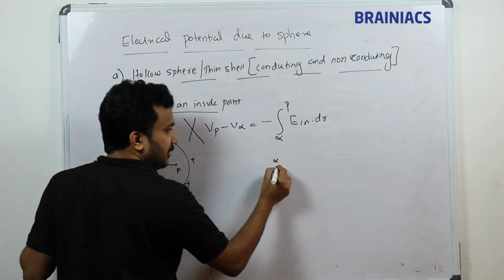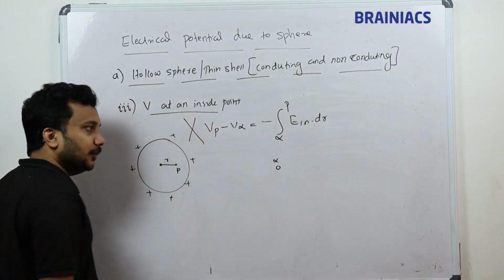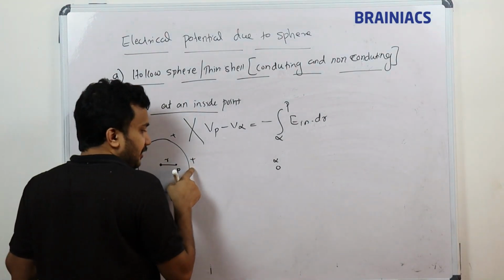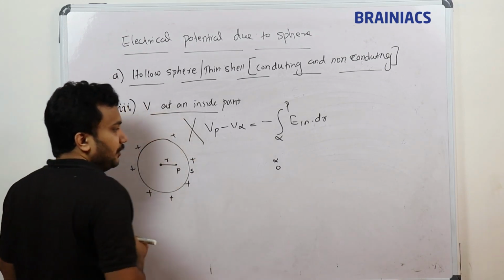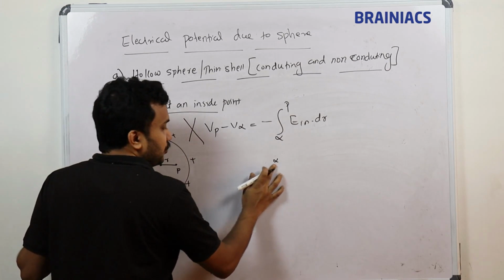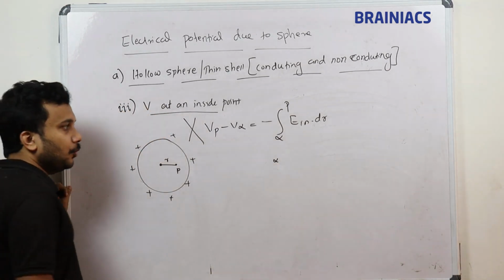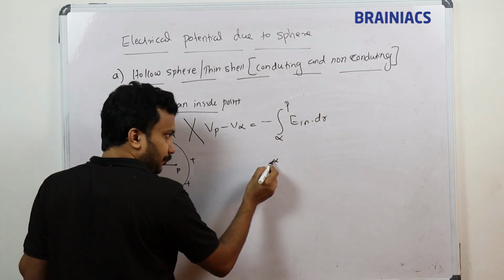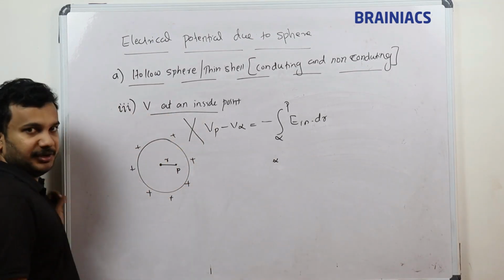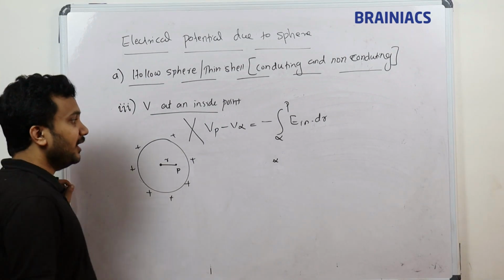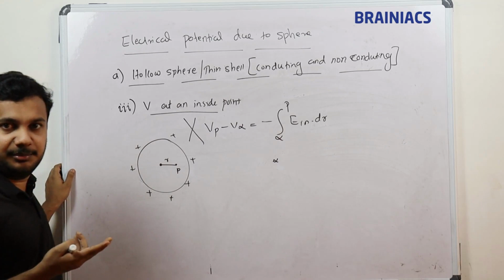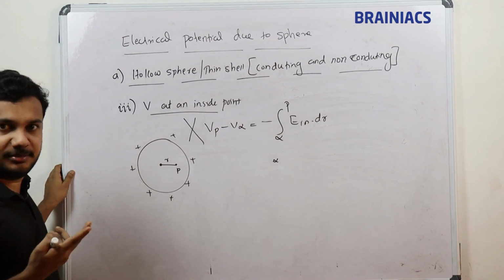Now, if you see, you are coming from infinity. What will the potential be here? It will be 0. You are coming to the surface, then you are coming to the inside of the surface. So what will happen when you are moving from infinity to an inside point? The change in electric field and the change in potential will be there.